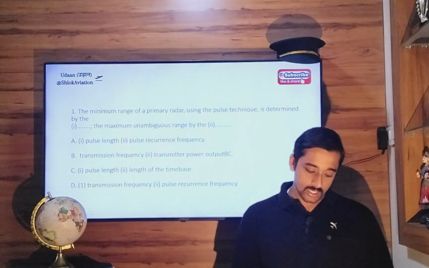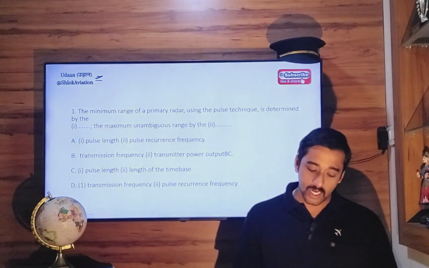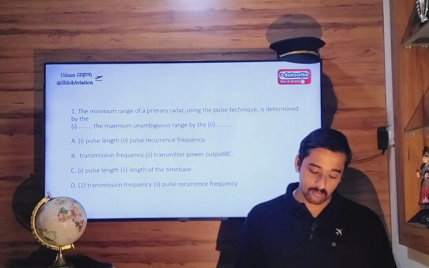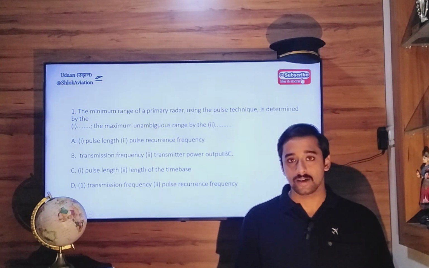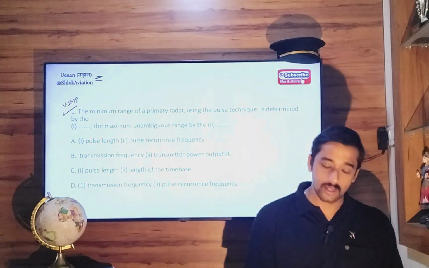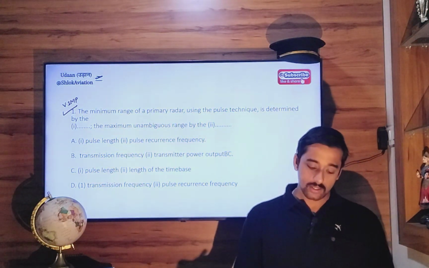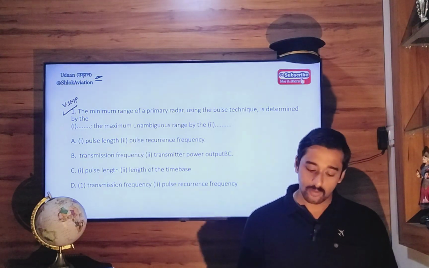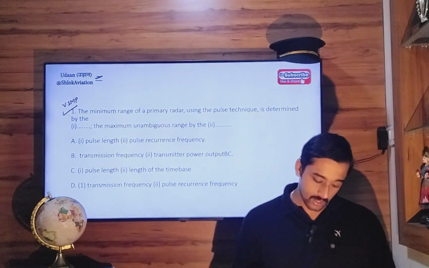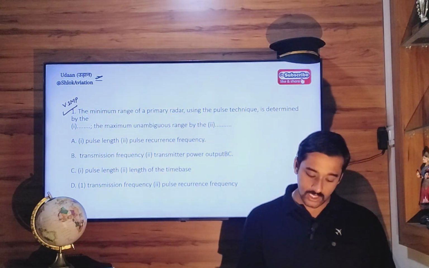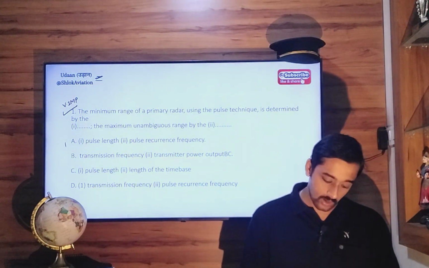The question number 1 is, the minimum range of a primary radar using the pulse technique is determined by what and maximum range is determined by what factor? Very important question, okay, for CPL and ATPL, very important. So this is a direct fact. It's given in the textbook also in the chapter. The minimum range of a primary radar is determined by pulse length and the maximum unambiguous range is determined by pulse recurrence frequency. So option number 1 is correct.